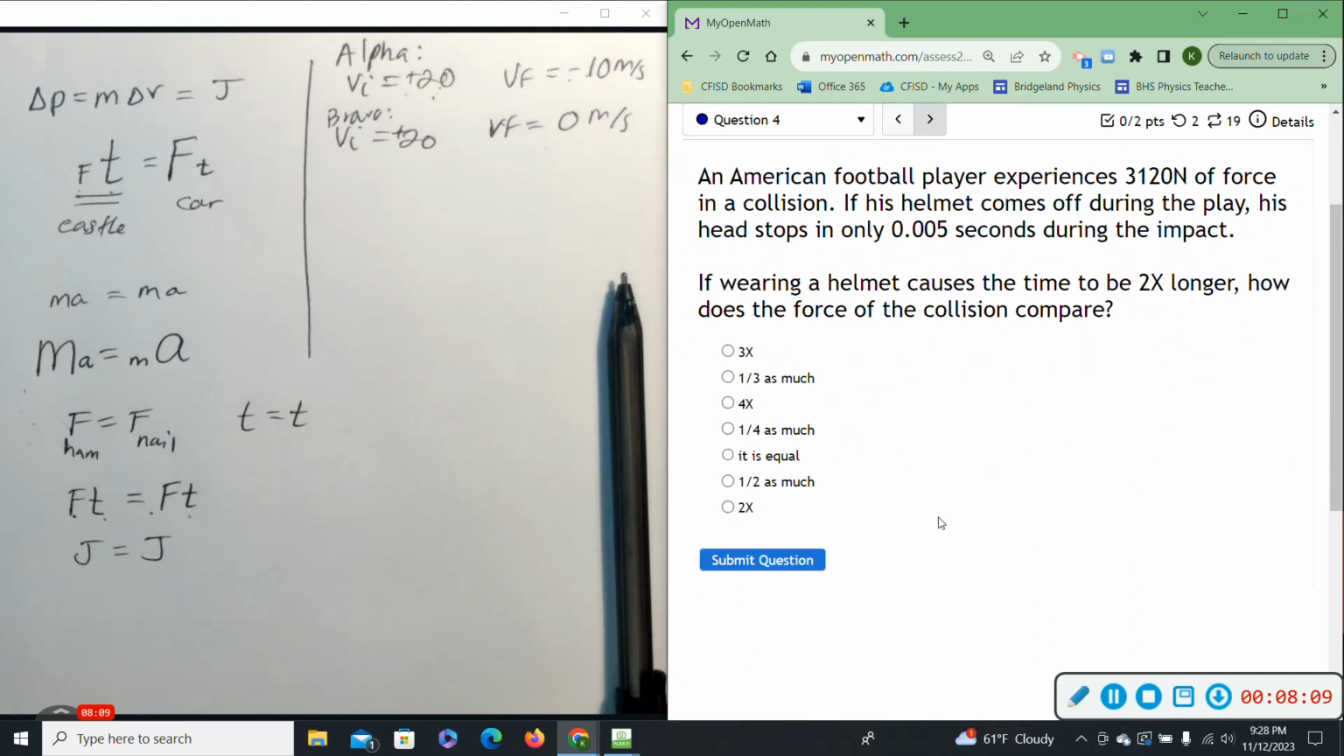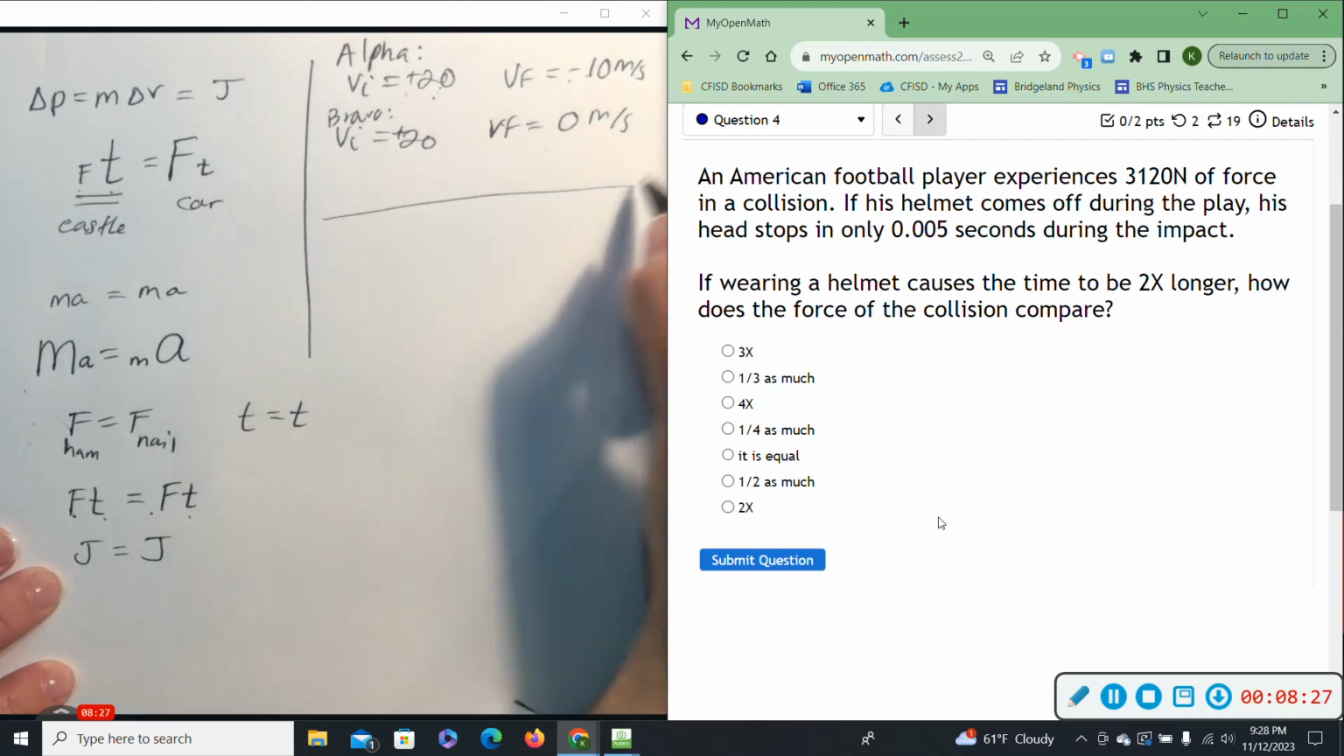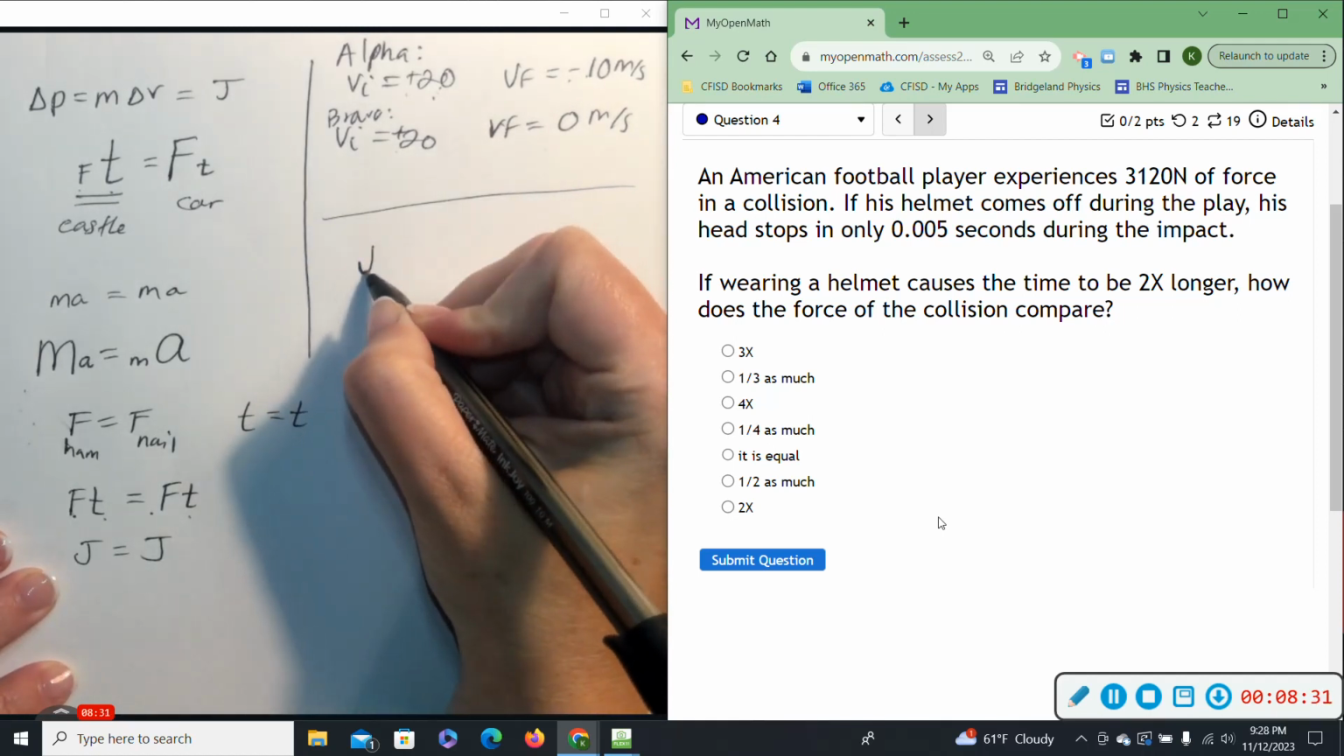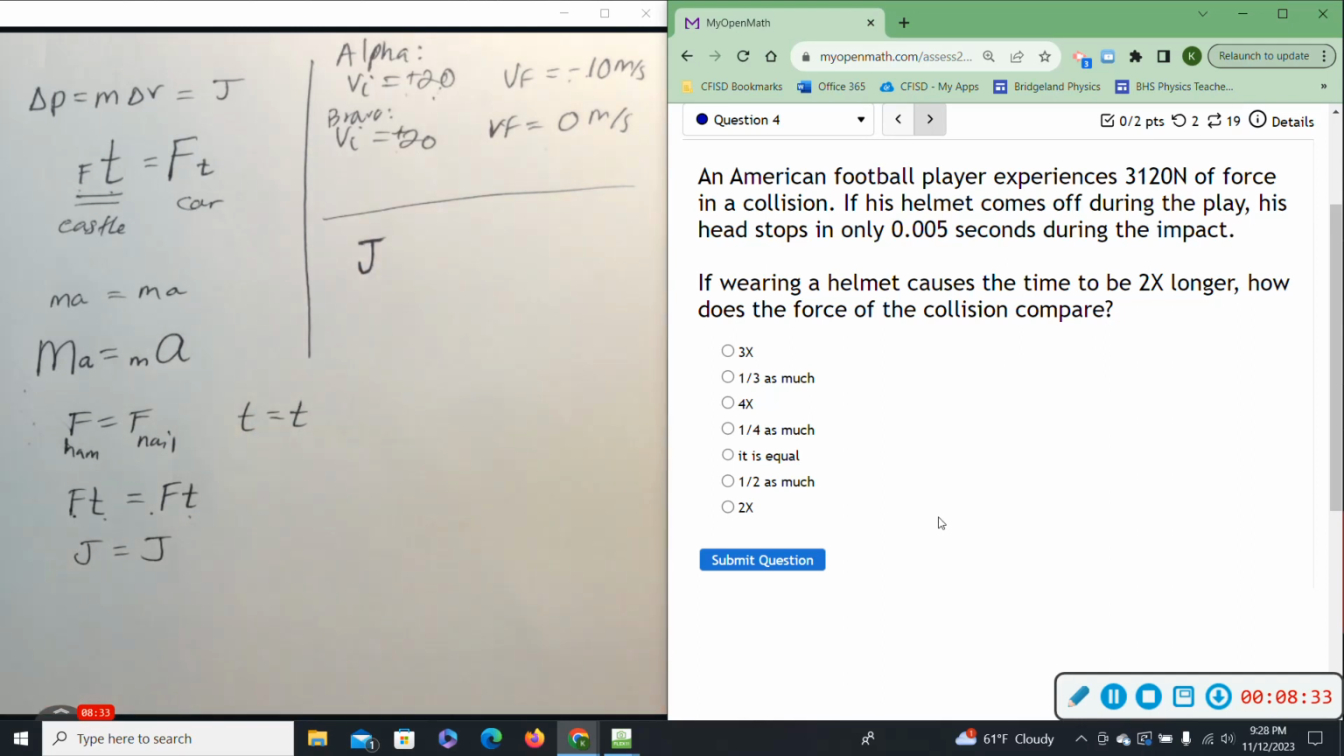Question 4. An American football player experiences 3,120 newtons of force in a collision. If his helmet comes off during the play, his head stops in only 0.005 seconds during the impact. If wearing a helmet causes the time to be 2 times longer, how does the force of the collision compare? Okay, so again, if he's moving with a given set of conditions, that impulse is determined based on his mass, which isn't changing, and his change in velocity.